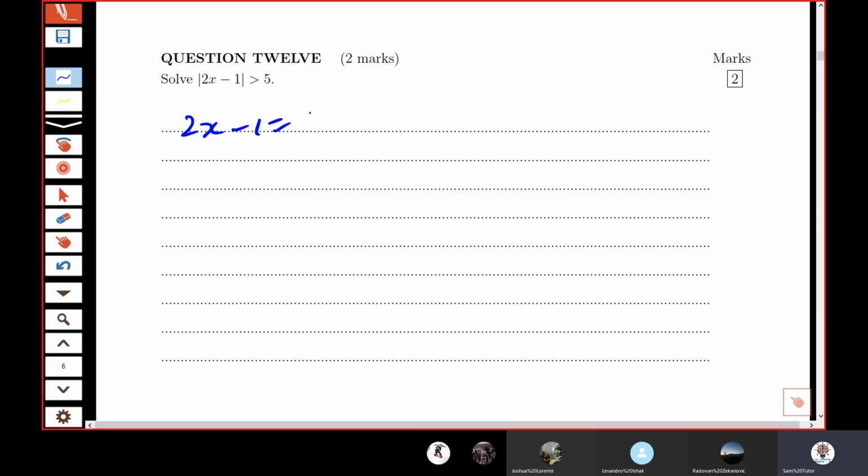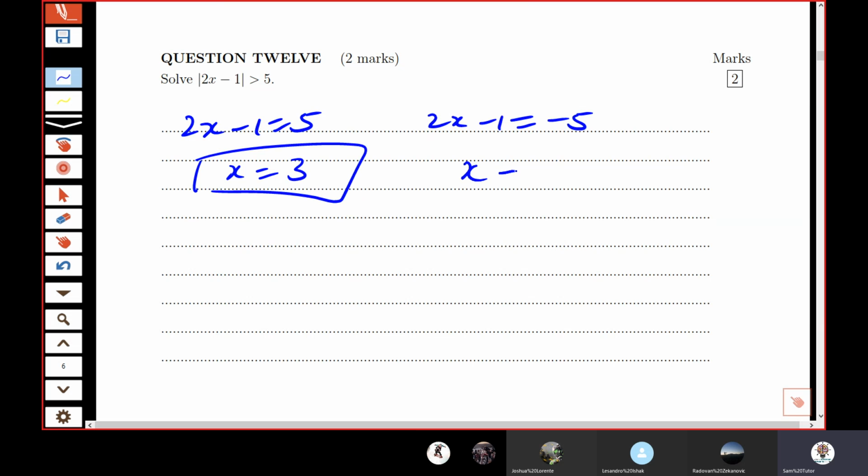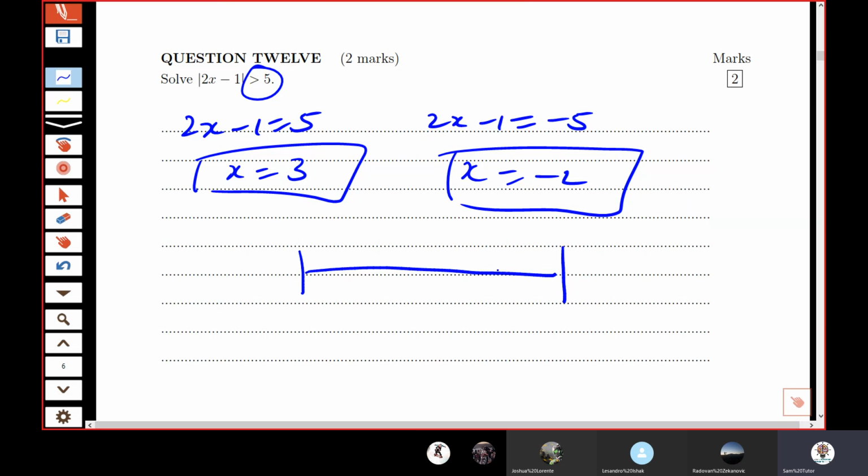So x equals 5, x equals minus 5, x equals 6 divided by 2 is 3, x equals minus 5 minus 4, negative 2. You got 1 mark. So don't stop. It's an inequality. You go, draw negative 2, 3, open circles.